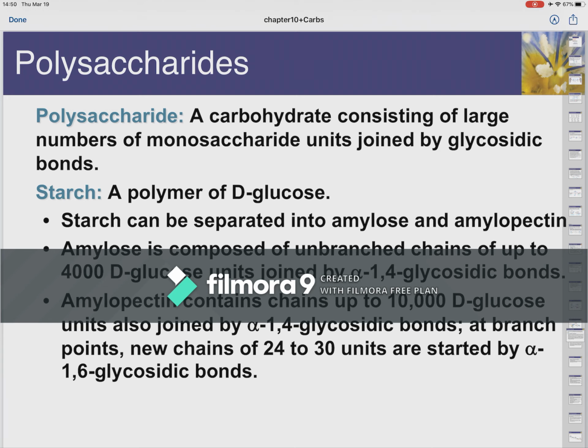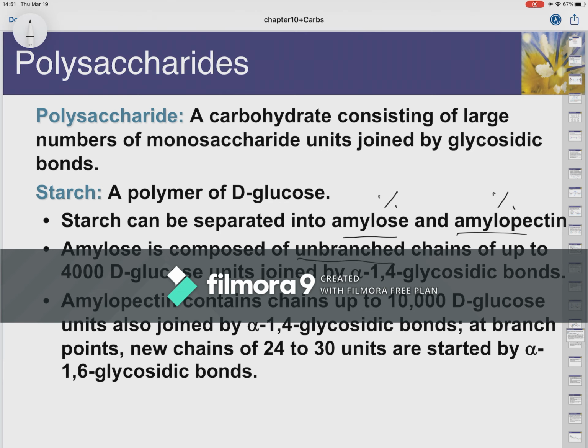Starch. Starch is found in plants. Starch actually comes in two forms, amylose and amylopectin. Most starches have some percentage of amylose and some percentage of amylopectin. They differ depending on what plant it is, whether it's a potato or an onion or corn.